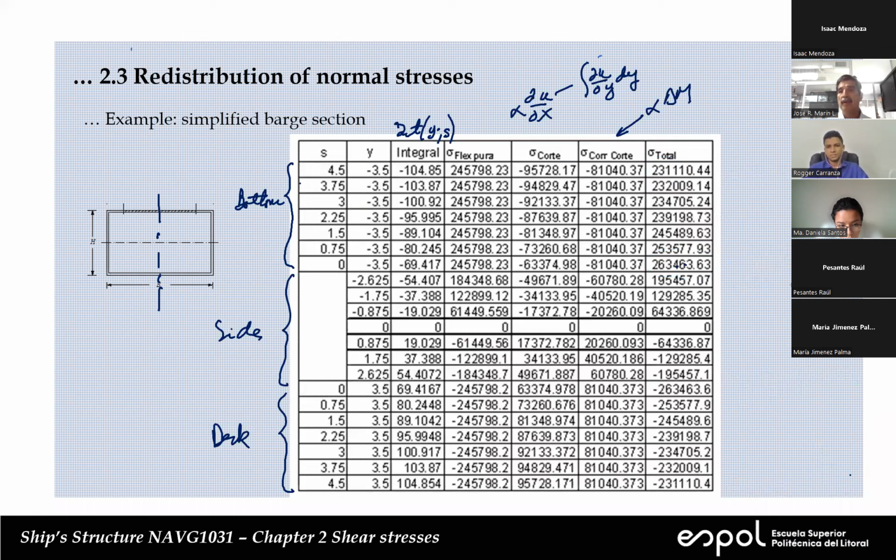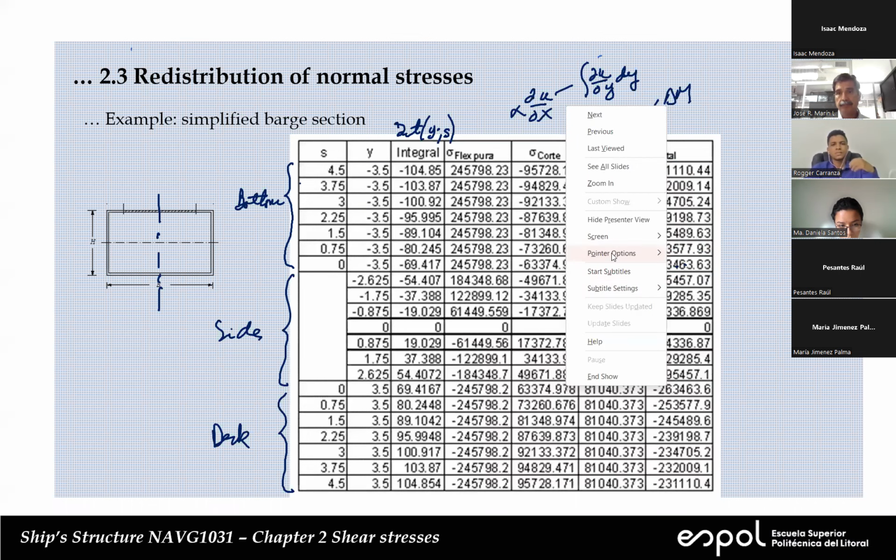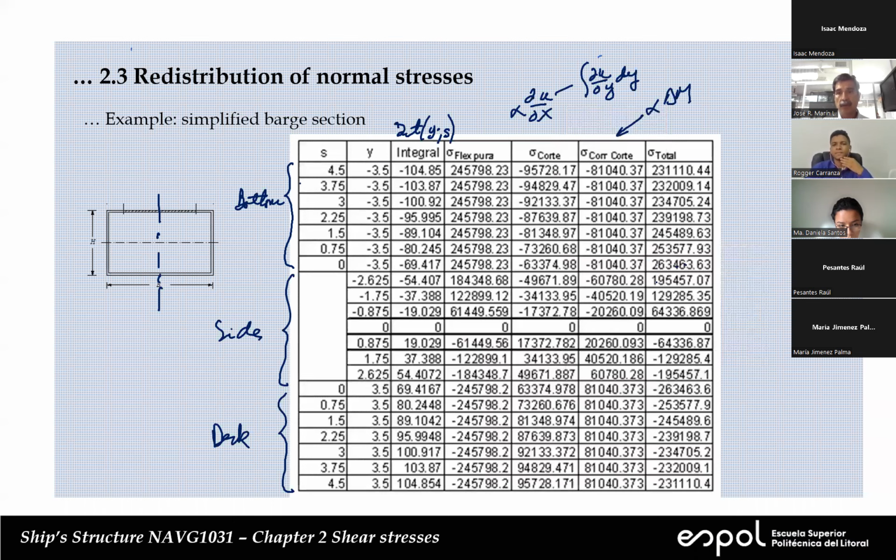Okay. We have to remember that this is for one side only. That's something which is very important. Okay, now, we have to recognize that this is from the bottom. This is from the deck.